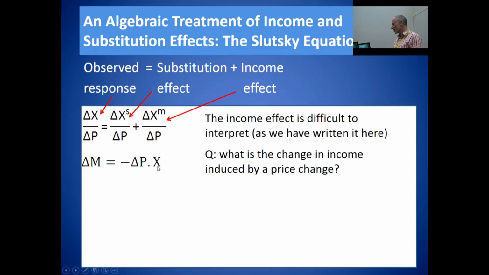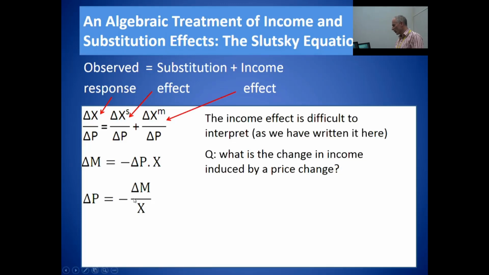So, if we still went 20 times, if price went up by £2 per ticket, you would effectively be £40 worse off. That would be the effective reduction in your income. Now, all I want to do is take this expression here and just rearrange it in terms of delta P. That gives us that expression there. The change in price equals minus delta M over X.